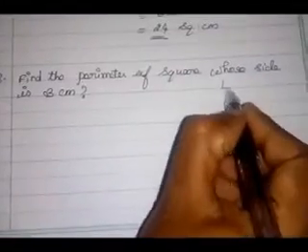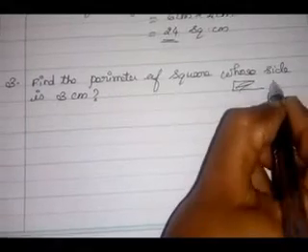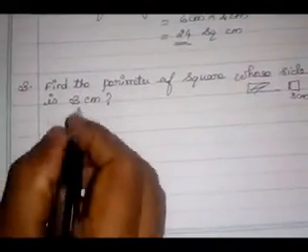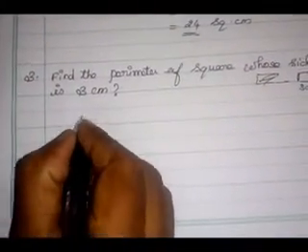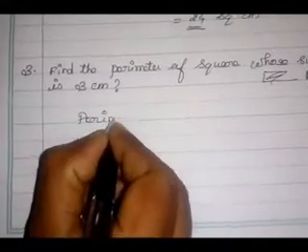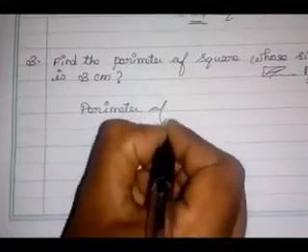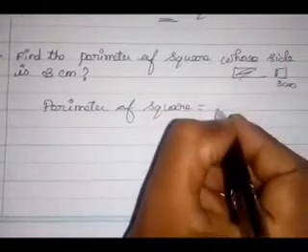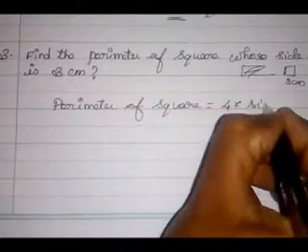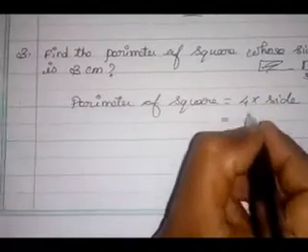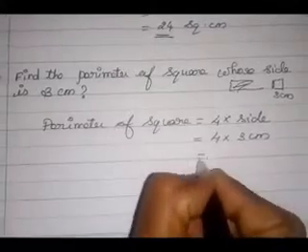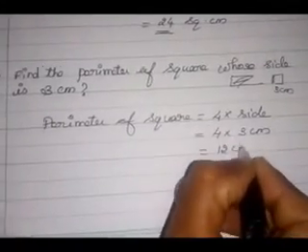Next question: find the perimeter of a square whose side is 3 centimeter. One square is there, and its side is 3 centimeter. We want to find the perimeter. We know the formula: perimeter of square is 4 into side. So 4 into 3 is 12 centimeter.